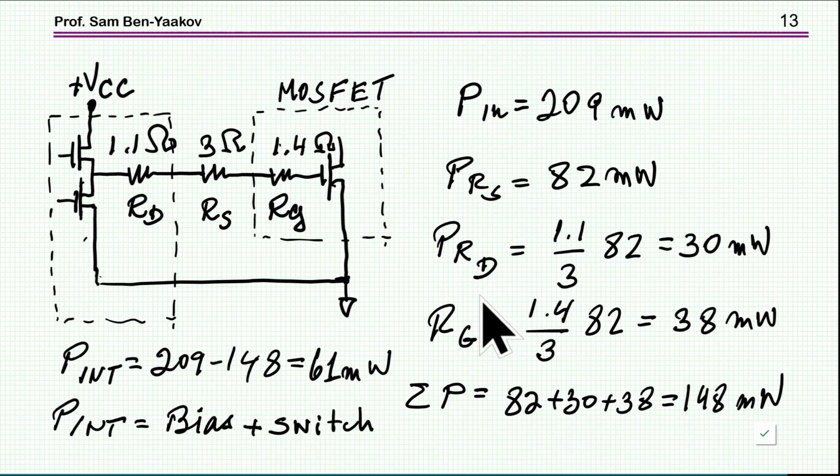Now, we know that the internal resistance of the driver is 1.1 ohm. This is given in the datasheet, okay? And we know that the total power is 209, and the power dissipated in the 3 ohm is 82 milliwatt. Now, we found that the total power coming in is 209 minus 148 is 61. And so this is the power dissipated within this driver, okay? And this is taking already into account the power dissipated here, okay? This is these 30 milliwatt. Okay, so the 61 is just the driver itself.